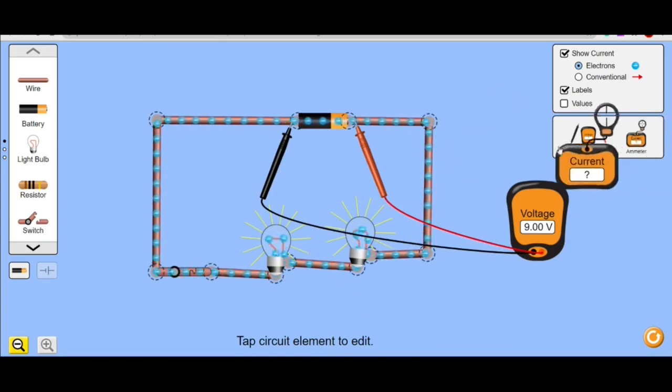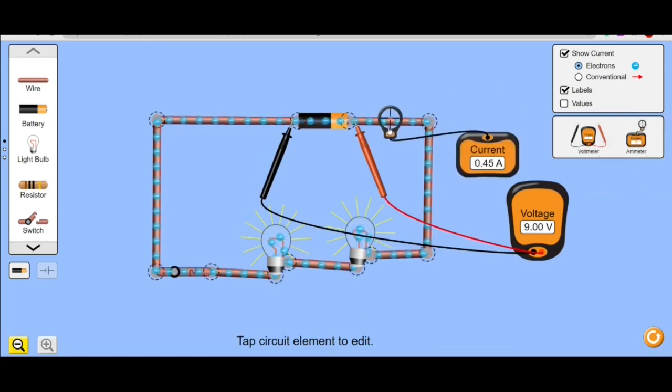Let's check the current flowing through the circuit. You can see the current flowing through the circuit is 0.45 ampere. Just keep this pointer here. You will see that the current is the same here, same. So we can conclude that the same amount of current flows through all the components in a series circuit.